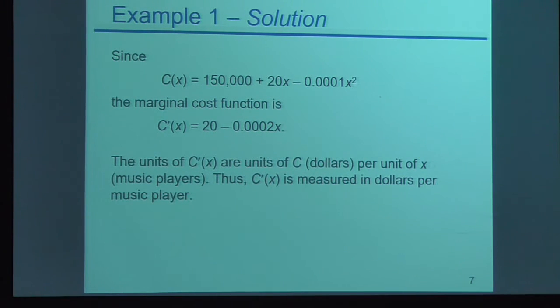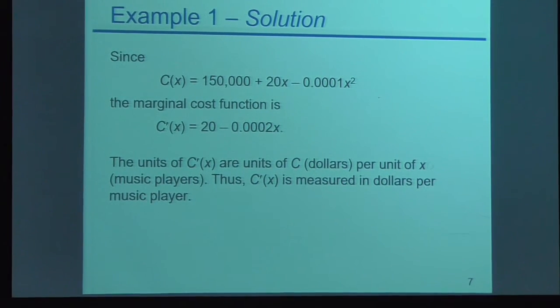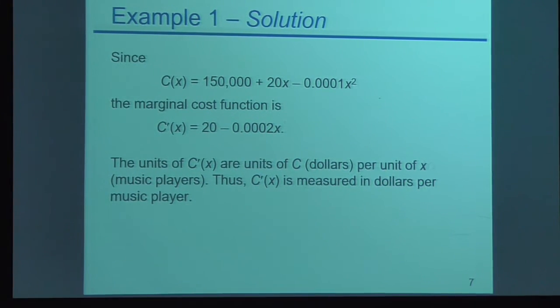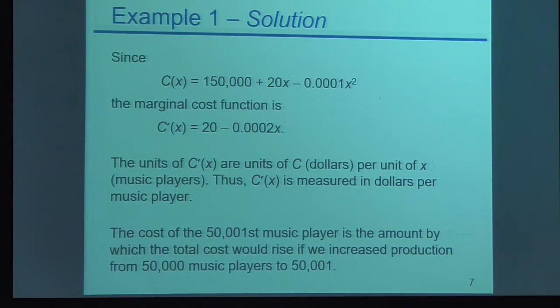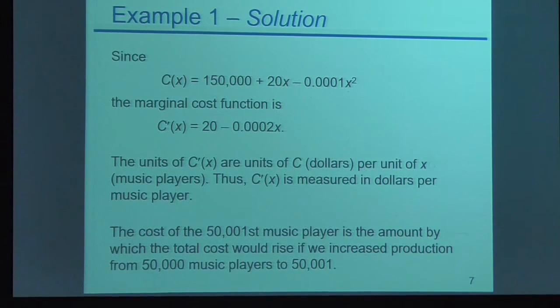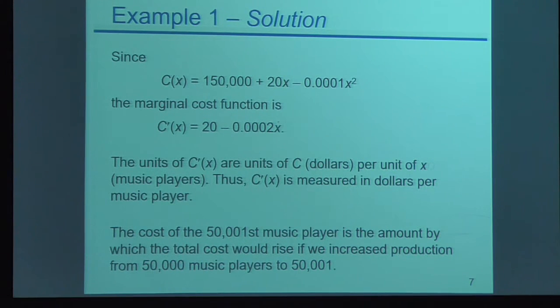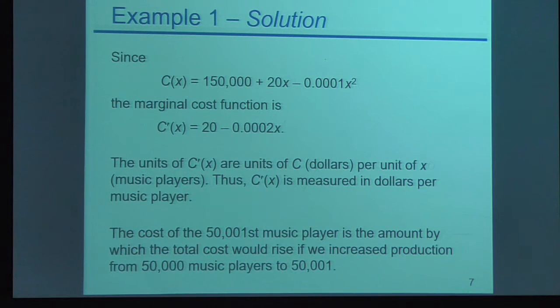The units of the costs are dollars per unit of x, thus C prime is measured in dollars per music player. The cost of the 50,001st music player means you put 50,001 into here. Okay? And that would give you the cost of that. Now what does that mean, the cost of the 50,001?